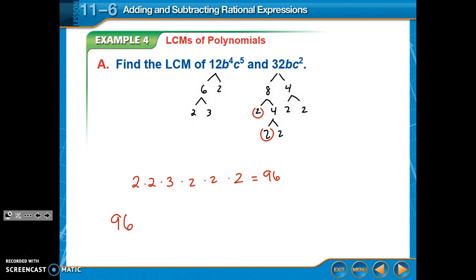Okay, and then for the variables, b to the fourth and b, it's always going to be the highest power. So this is going to be b to the fourth.